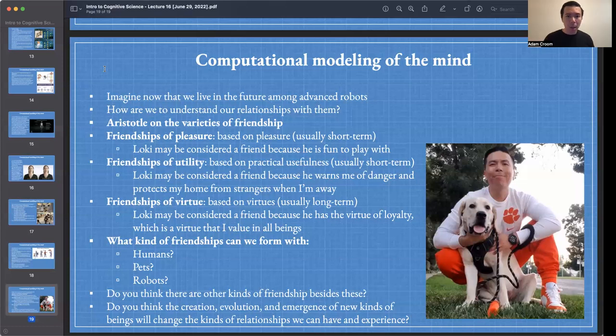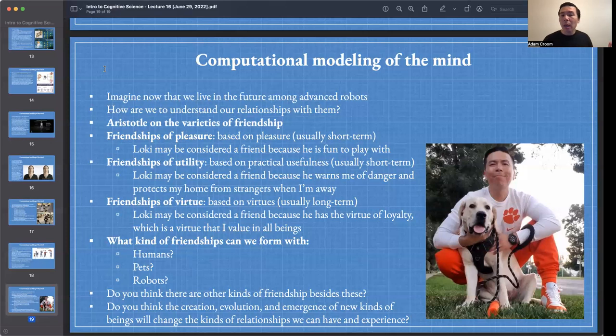Okay, and these, because they're based on virtues rather than practicality and pleasure, are able to endure for a long period of time. Okay, maybe when you were young, there was someone that you really respected because of their virtues, and 20 years later, you may still respect them for those same virtues. Okay. So that's why friendships based on virtue are usually long-term as opposed to short-term.